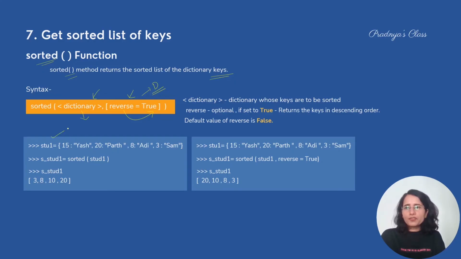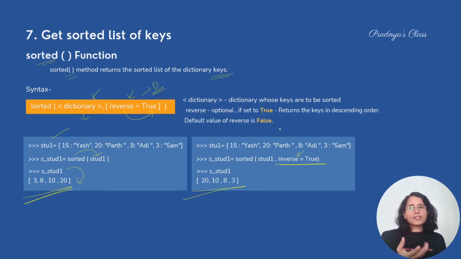So let's try to sort this dictionary. I applied the sorted function on the dictionary named stud1. So when we are printing it, you can see here the keys of the dictionary got sorted in ascending order. Now let's sort these keys in descending order. I have just added this second parameter, reverse equals true. So now the keys will be sorted in descending order.